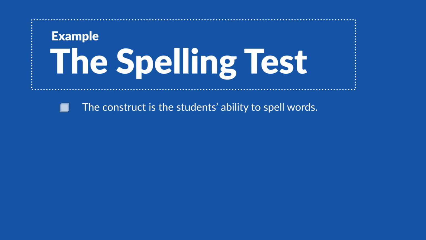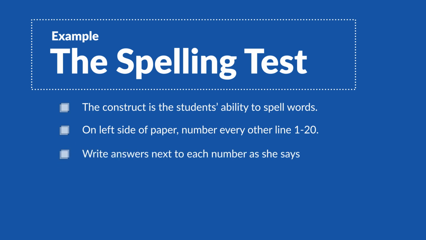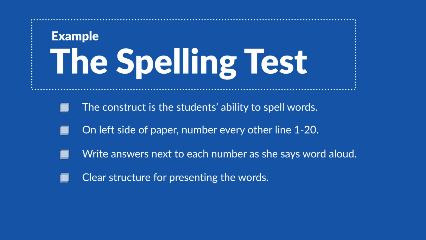First, the teacher asked the students to take a blank sheet of paper that's lined and number it 1 to 20 on the left side of the page on every other line. Then she told them that they should write their answers next to the number as she said the words aloud. The teacher had a really nice dictation structure and a very clear structure to ensure that the students would hear the words. First, the word was said out loud, then it was used in context in a sentence, and then it was repeated again. After the test, the students handed in their work.